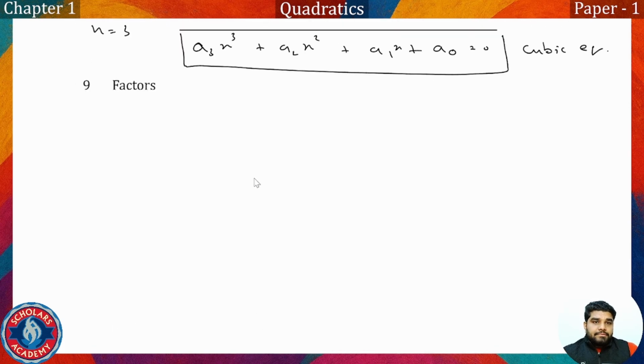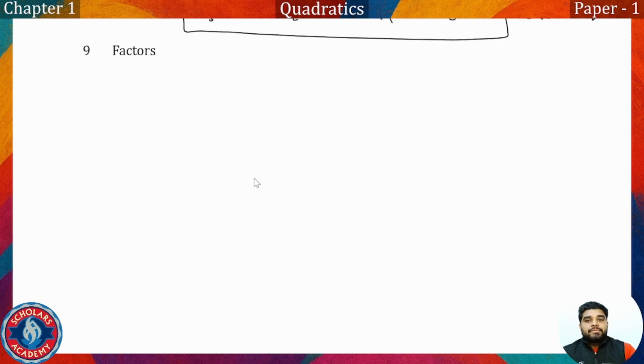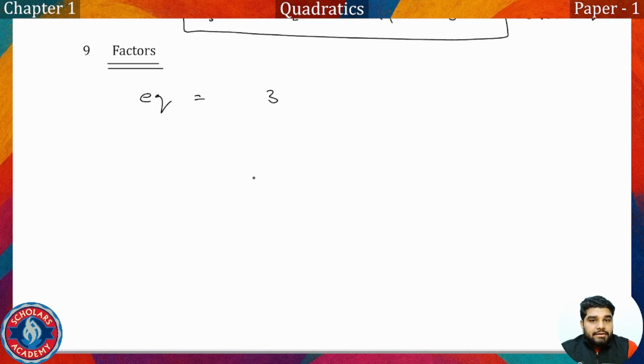Factors. So what are factors? Let's take an example. Let's take the number 30. So what are the factors of 30? All those numbers which divide 30 are known as factors of 30. For example, 1, 2 divides 30, 3 divides 30.